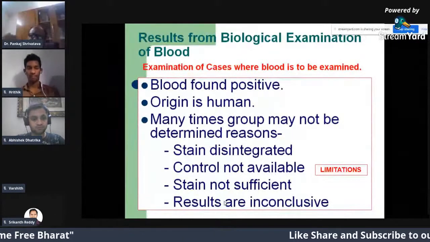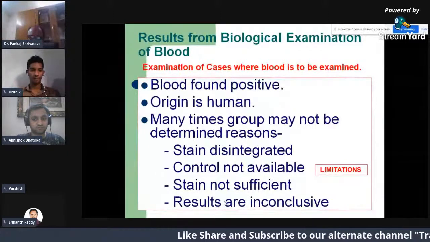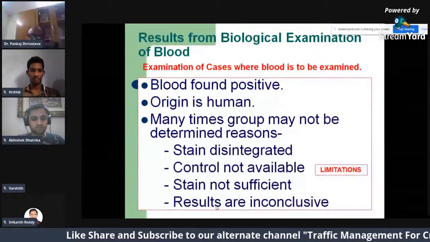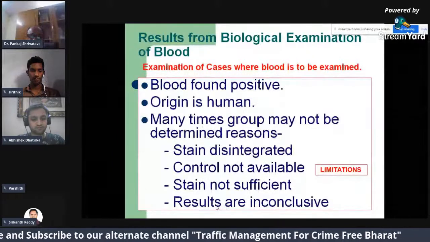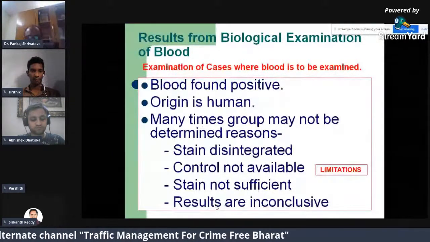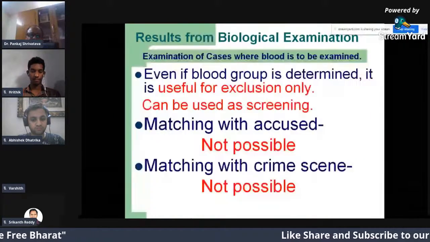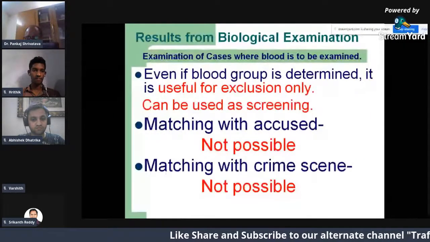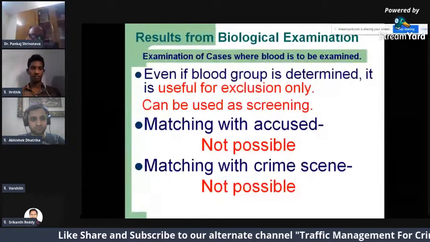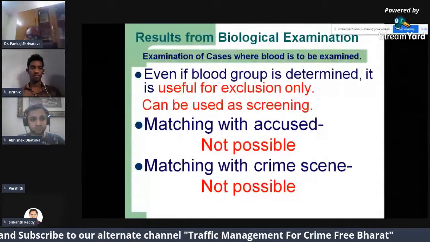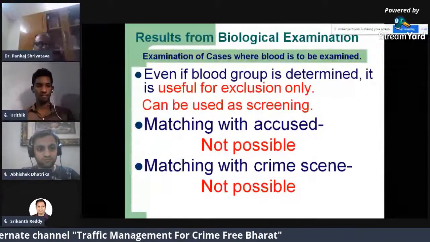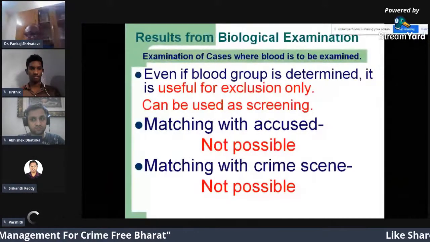Okay, so now these are the limitations. Now these are the reasons why we are not getting a result. Now the second aspect is, if you got a result, what will happen? Suppose you get a result that on the spot or on a particular cloth you got a blood group. Now if that blood group is determined, it can be used for exclusion.